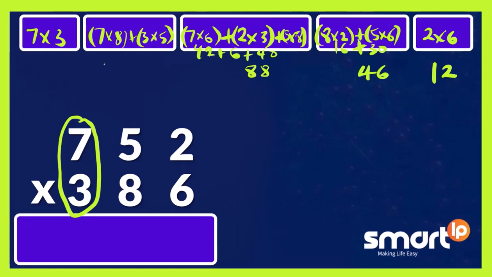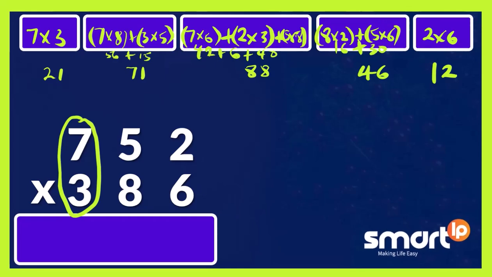The second box now, 7 times 8, that's 56. 56 plus 3 times 5, that is 15. So 56 plus 15, that is going to give us 71. So we write 71. Then 7 times 3, that is going to give us 21.